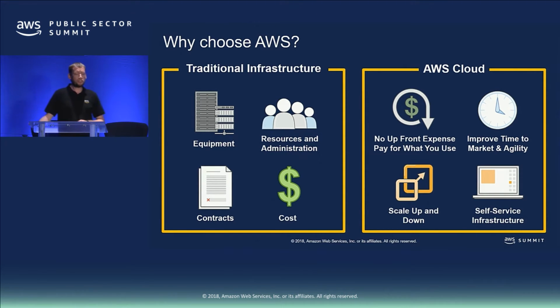By comparison with AWS Cloud, there's no upfront expenses. You pay for what you use. Very important in the public sector. This is something I see come up frequently, time and time again. The improved time to market and the agility, the ability to do things fast, to try things quickly, to fail and move on, is a real big differentiator for AWS. You can scale up and down on demand, and we're going to talk about how that can help improve your cost optimization. And lastly, of course, it's self-service infrastructure. So you don't need to engage with lots of consultants to start going. You can use it yourself. We've got lots of documentation online, and you can also work with our partners.